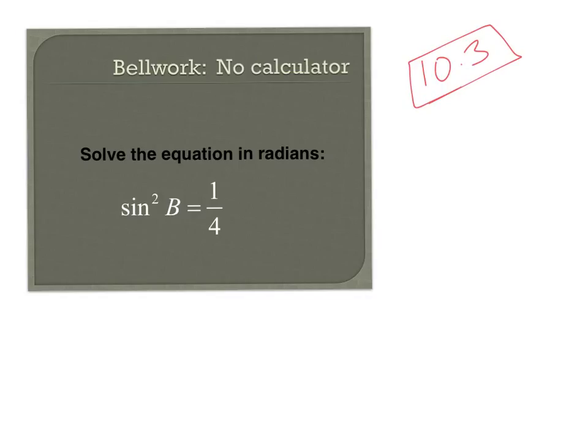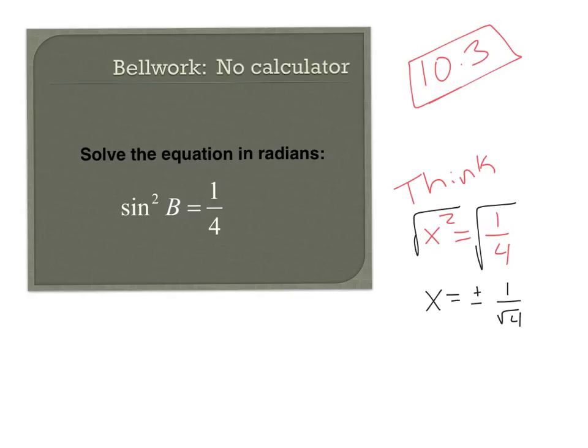So first thing we're going to do though is I want you to try and solve this equation and put it in radians. And so what I would do here is I'd notice the square, and what we want to do is think that it's just like this, but we have a trig function. So if we had this problem, I would just take the square roots of both sides, and I get plus or minus 1 over root 4. Square root of 1 is just 1. And so x is equal to plus or minus 1/2. We're going to go ahead and solve this the same way.